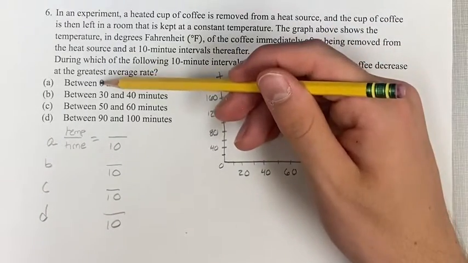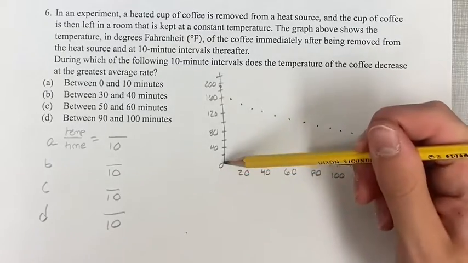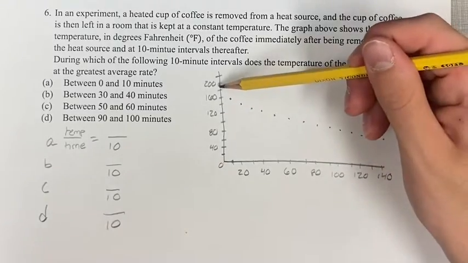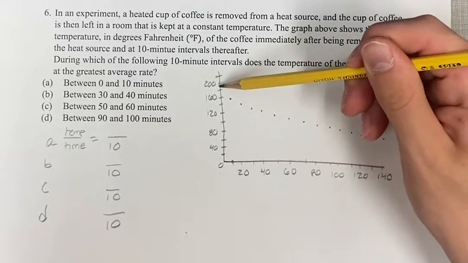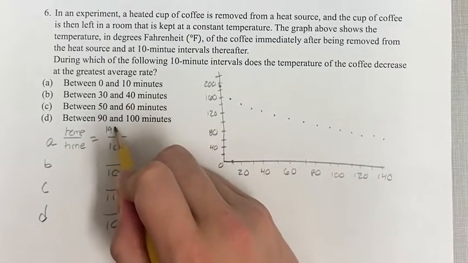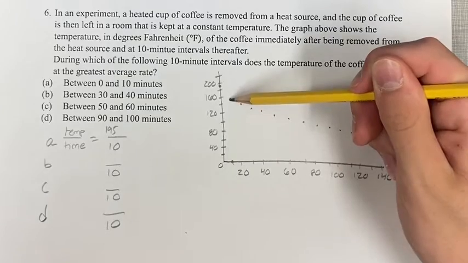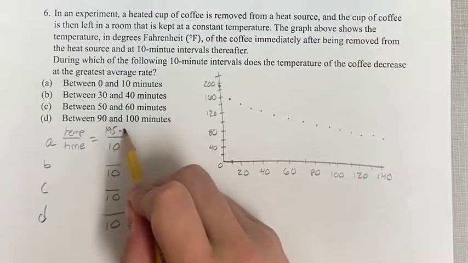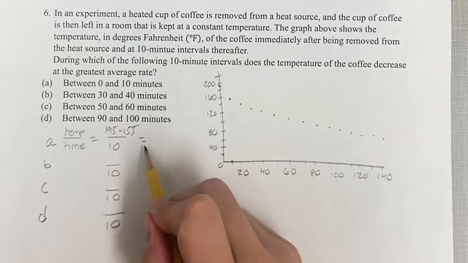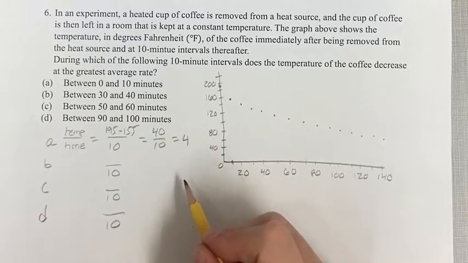So we're looking from 0 to 10 minutes. That's going to be looking on the x-axis from 0 to this hash, which is 10. For 0, our value is just under 200, so we can call that 195. Then this one, going up, is right under 160, so let's call that 155. 195 minus 155 is 40, divided by 10, which is 4.